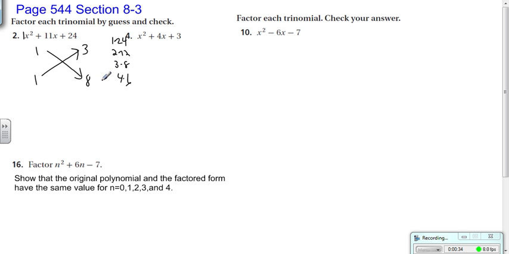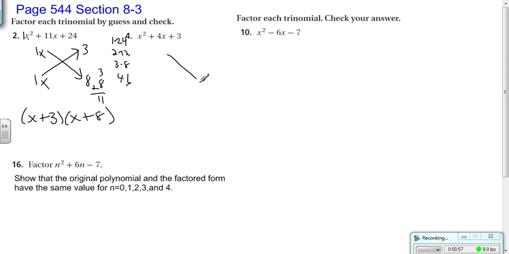Because I'm doing 1 times 8 is 8, 1 times 3 is 3, that adds up to 11. So when I put my variables in, I end up with x plus 3 times x plus 8. So my first times my first, x times x is x squared. My outsides are 8x, my insides are 3x, that makes an 11x, and 3 times 8 is 24.